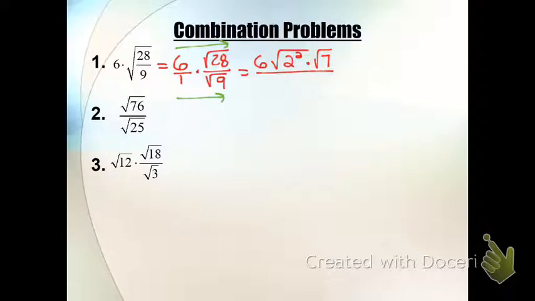Square root of 9 happens to be 3, so 1 times 3 is 3. Now the square root of 2 squared, remember these are inverses, so they cancel each other out and just give me a 2. So now I've got a 6 times 2 times the square root of 7 over 3. 6 times 2 is 12, and 12 over 3 reduces to 4. So my final answer for the first one is 4 root 7.